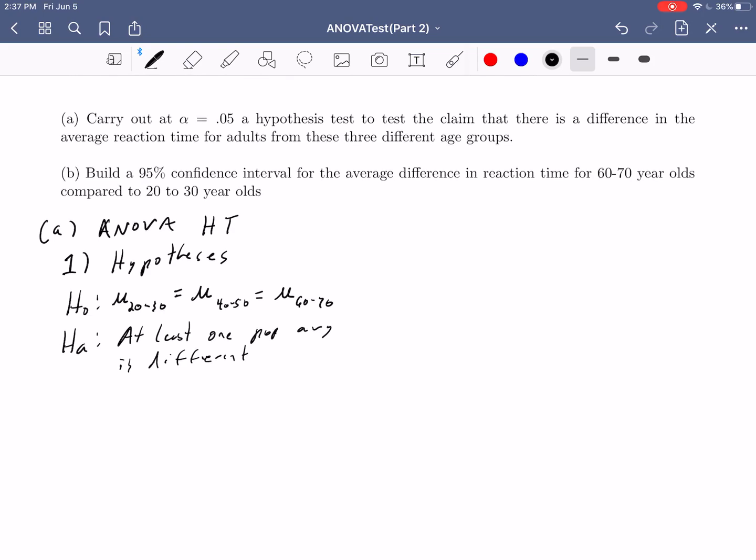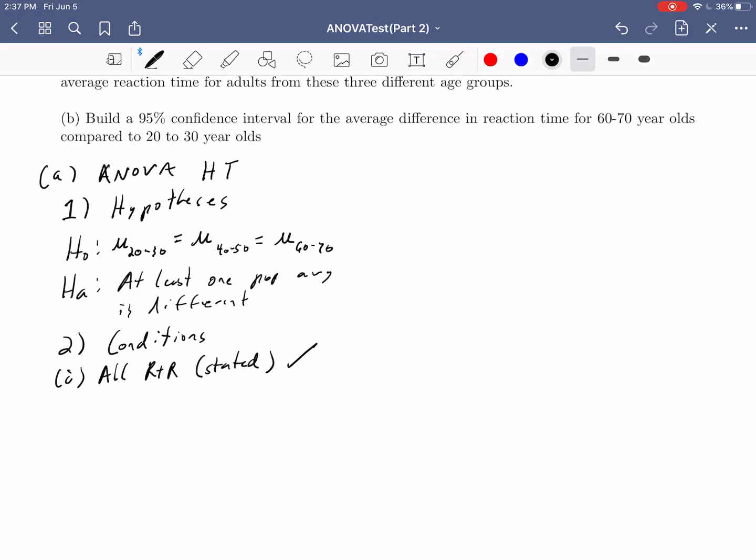All right, remember that when running one of these ANOVA hypothesis tests, the majority of your work is going to be in checking the conditions. So we'll go ahead and move on to that here. Let's talk about the conditions. We need all the samples to be random and representative, and it was stated that we just took random samples of adults of different ages. We also need all samples to be less than 5% of their population sizes.